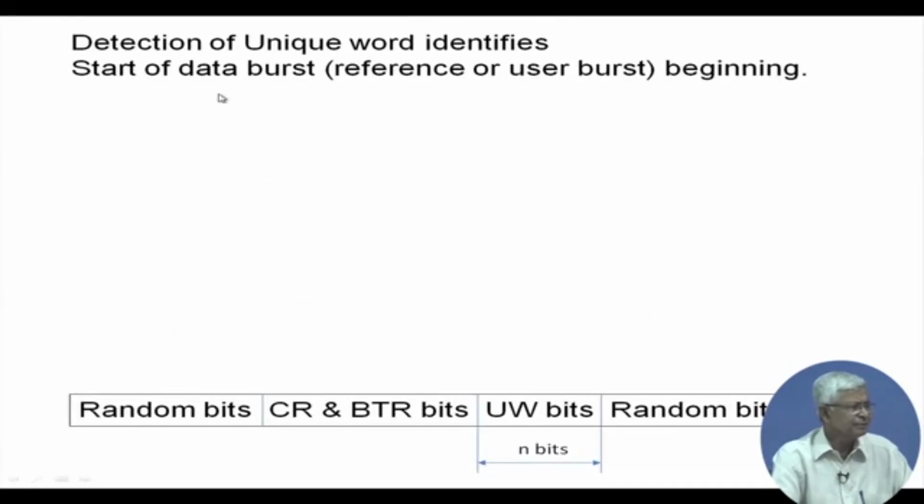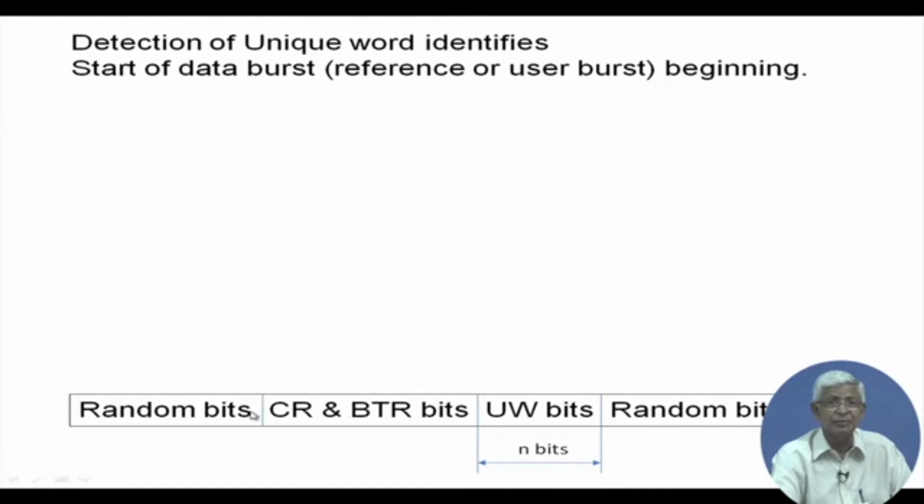This particular slide shows detection of Unicode, which identifies the start of the burst, and the burst could be a reference burst or a user burst. We have seen this in the TDMA discussion, at the beginning of that. So, in the data pattern there are random bits, then CR/BTR, which is carrier recovery and bit timing recovery bits, which are required for the demodulator.